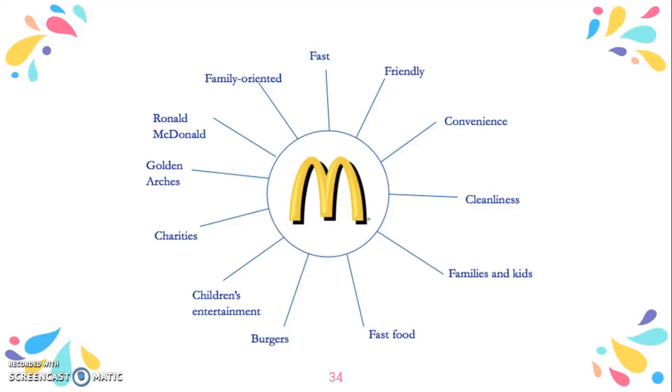So let's see the map. So, brand association map. Let's see McDonald's. McDonald's moves around all these brand association themes so you can associate them with McDonald's. We could do something in class about this. So what do you associate McDonald's with?